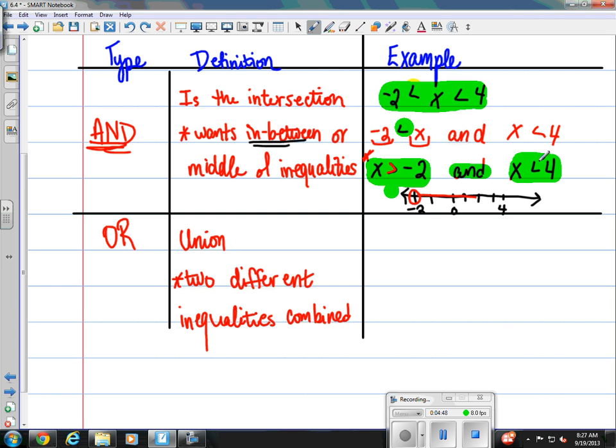Okay, at x is less than 4, once again open circle at 4. Less is left, and it also points to the left. And if you look right here, they overlap or intersect in between them. So we want everything in between. So I'm going to shade this part in real dark.